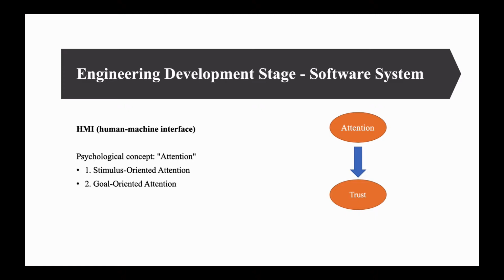HMI of traditional cars is also called the driver interface. The primary task of a driver is driving, so supporting and assisting driving naturally becomes a core function of HMI. In addition, secondary tasks such as infotainment and cockpit control are also designed for driving scenes, and the impact on driving safety must be strictly assessed.